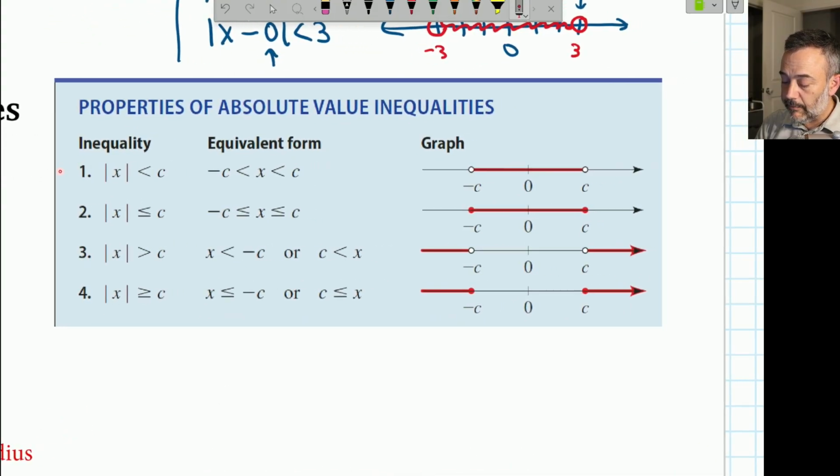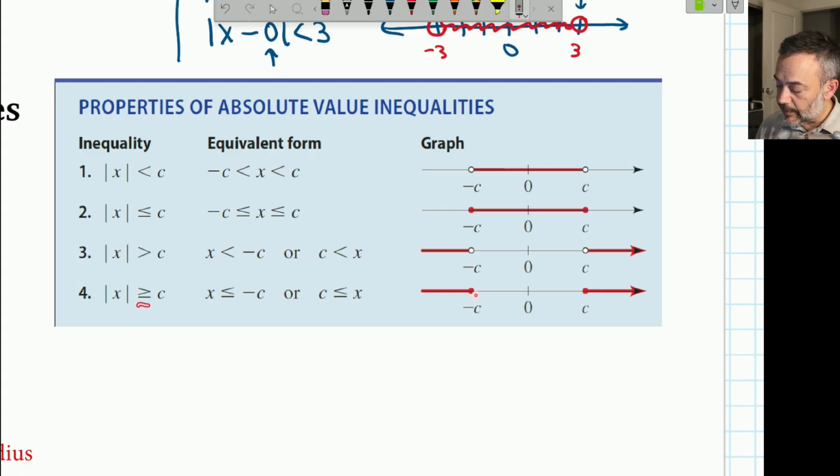We just graphed above the first two, where all of the values of x that make it true lie between the boundaries. So if I have absolute value of x is less than c, then any number between negative c and c will make this true. If I have absolute value less than or equal to c, the only difference is we include the endpoints because the endpoints make it true. If I have absolute value of x is greater than c, then that means the distance x is from 0 is more than c. So if x is over here, the distance x is from 0 is more than the distance c is from 0.